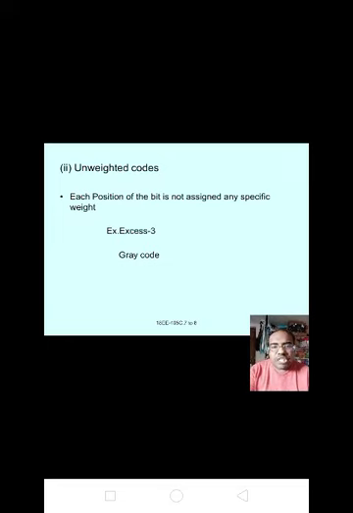Unweighted codes. Each position of the bit is not assigned any specific weight. Examples: XS3, gray code. Once again I am repeating.